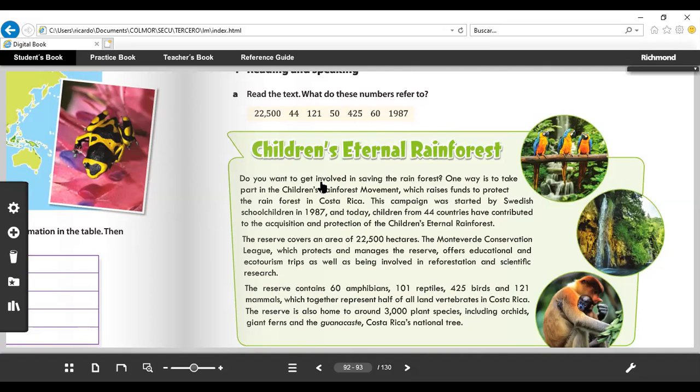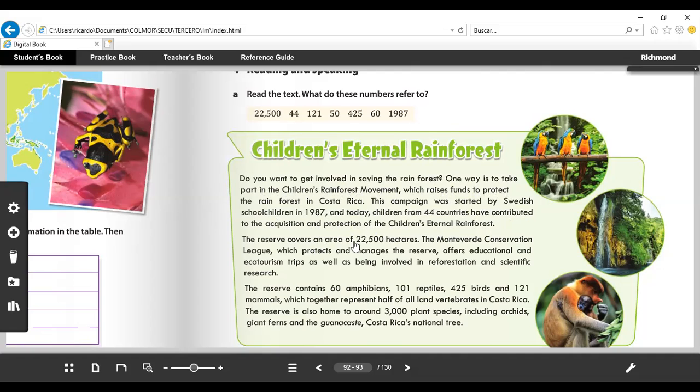Do you want to get involved in saving the rainforest? One way is to take part in the children's rainforest movement. Oh, hold on. Sorry, guys. Which raises funds to protect the rainforest in Costa Rica. This campaign was started by Swedish school children in 1987, and today children from 44 countries have contributed to the acquisition and protection of the children's eternal rainforest.